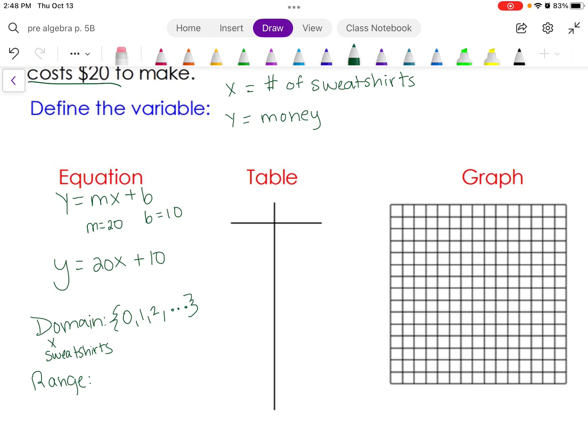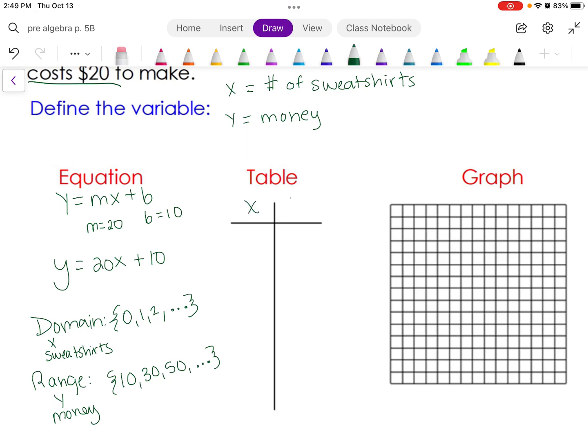So my range, that's my y, that's my money. Okay, well, what do we start with? Well, we spent $10 to set this up. So even if nobody decides to buy a sweatshirt, we still spent that $10 to get everything going. So we spend $10 if we buy one sweatshirt. 10 plus 20 would be $30. If we buy two sweatshirts, that'd be $50. And then on, because we don't know how many sweatshirts we're going to buy. We don't have a maximum. Notice that I wrote my domain and range in set notation because these are discrete. I can't buy half of a sweatshirt.